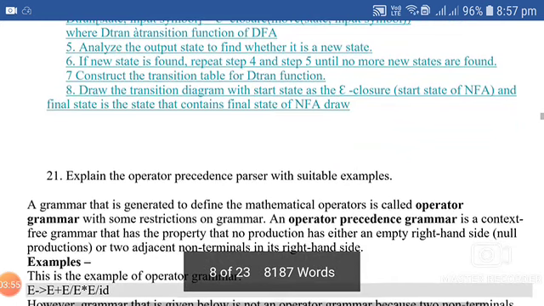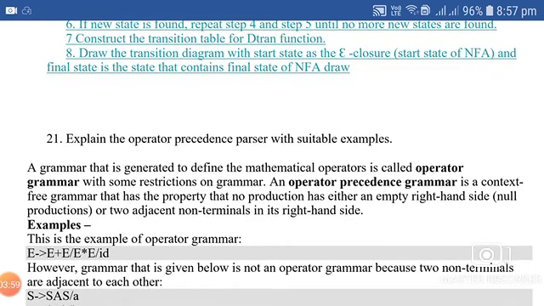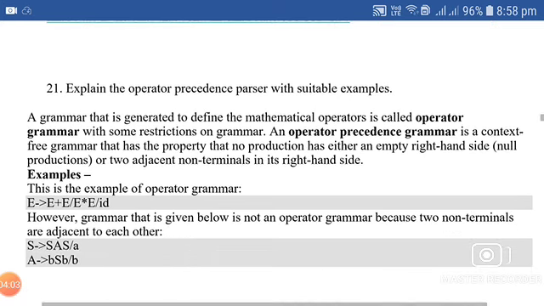Next we are going to the 21st question. Explain the operator precedence parser with a suitable example. A grammar that is generated to define the mathematical operators is called an operator grammar, with some restrictions on the grammar. An operator precedence grammar is a context-free grammar that has the property that no production has either an empty right-hand side or two adjacent non-terminals in its right-hand side.